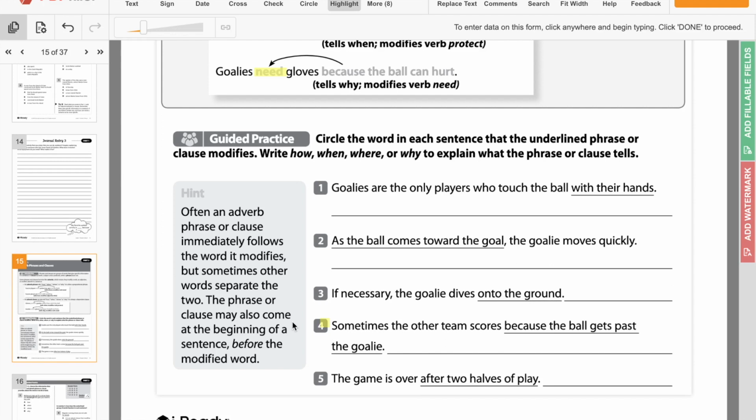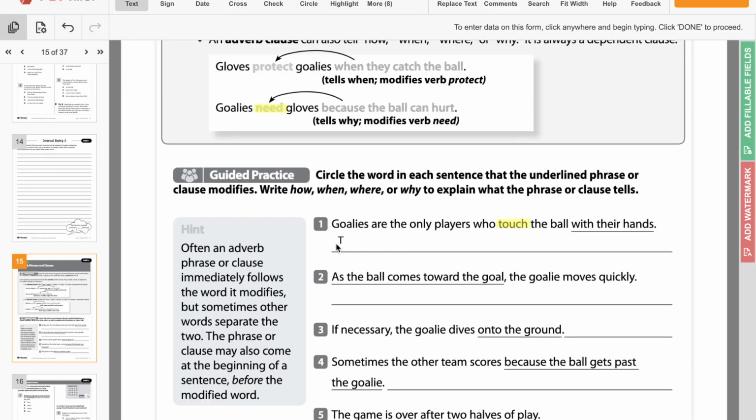So goalies are the only players who touch the ball with their hands. So what do they do with their hands? They touch. The way that we can tell this is we're looking for a verb or adjective that is modified by this. So touch is describing what? With their hands is describing what about touch? It's how they touched it, right? So all we need to do is write how, because it's how they touched the ball. How did they touch the ball? With their hands. So you can answer it that way.